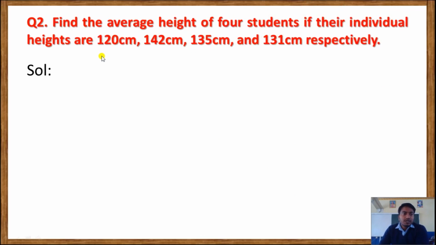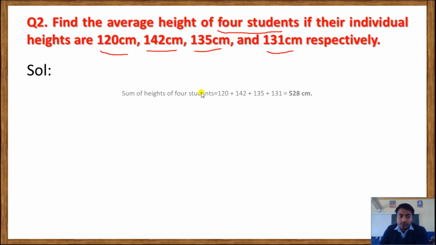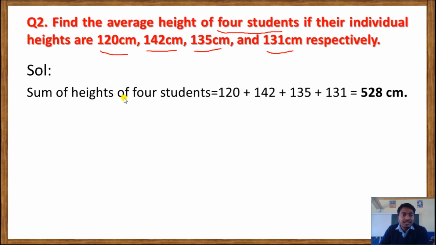Let me give you another example. Find the average height of 4 students. The number of observations is given here, 4 students. Their individual heights are 120 centimeter, 142 centimeter, 135 centimeter, and 131 centimeter. According to step number 1, first we find the sum of the heights of the 4 students: 120 first, 142 second, 135 third, and 131 last.